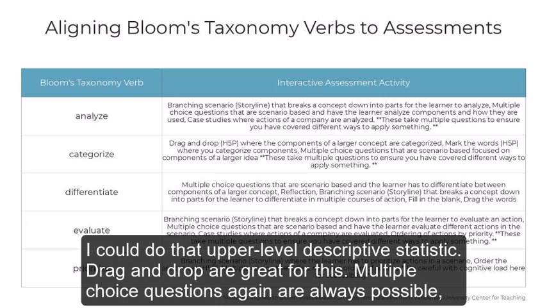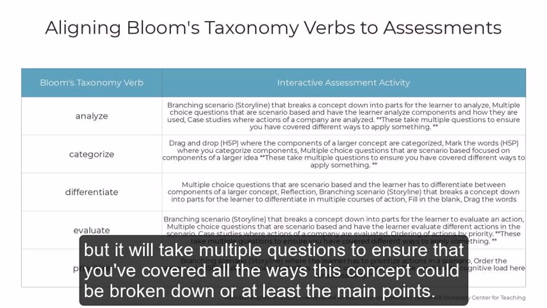Drag and drop are great for this. Multiple choice questions, again, are always possible. But it will take multiple questions to ensure that you've covered all the ways this concept could be broken down, or at least the main points.